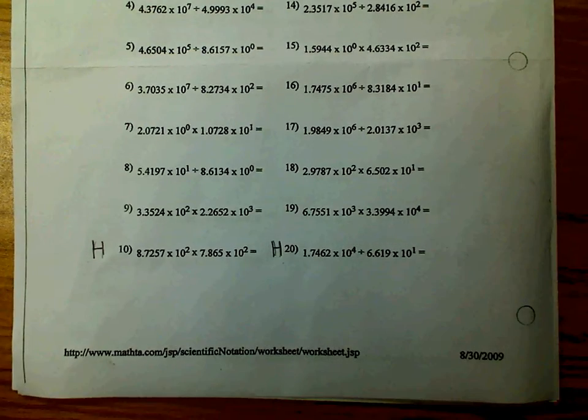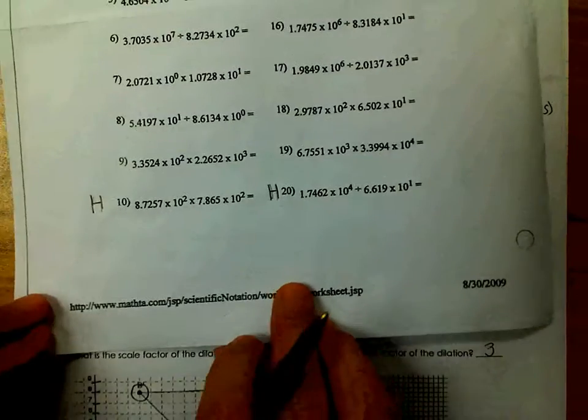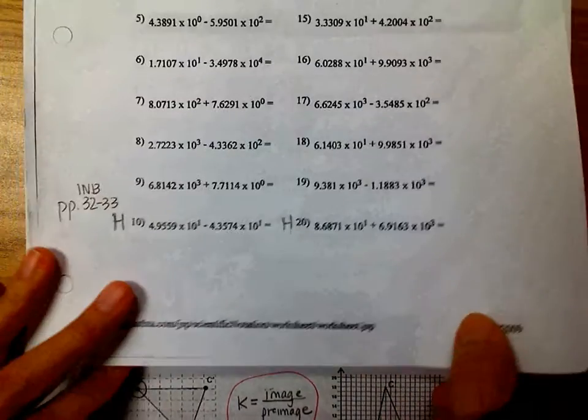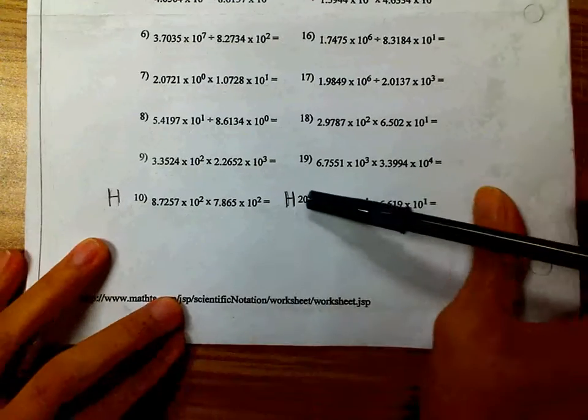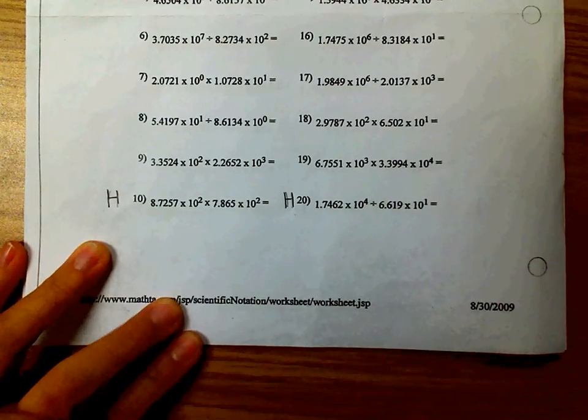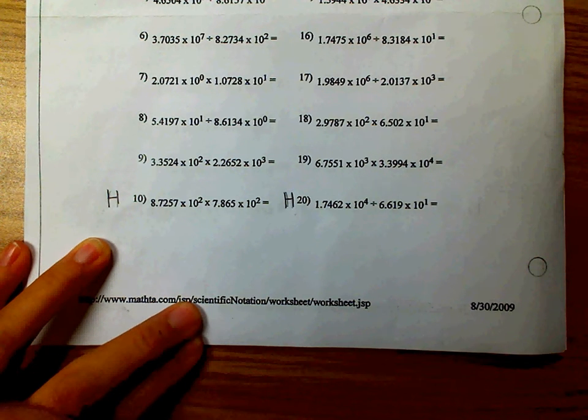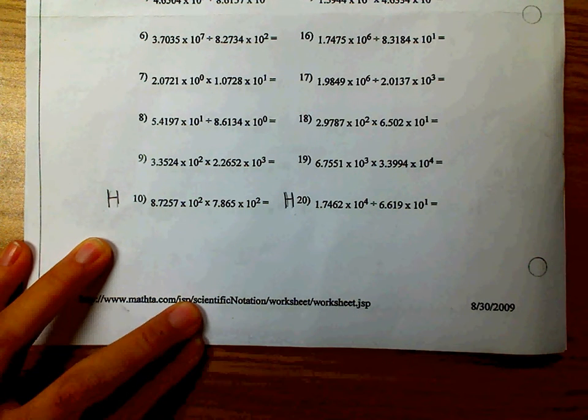Hello. So we're going to go over multiplying and dividing scientific notation, numbers 10 and 20, and then adding and subtracting 10 and 20 as well. Remember, you can look in your interactive notebooks. Again, please try to do as much on your own as you can, and then see if you can check your answers on here.